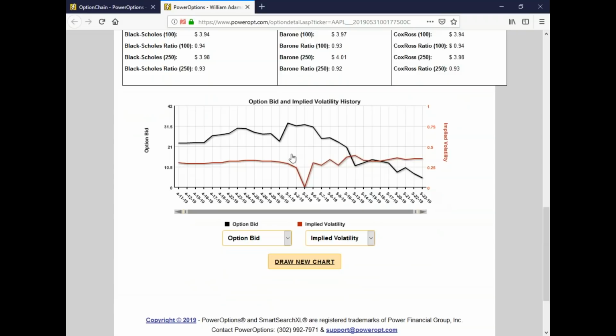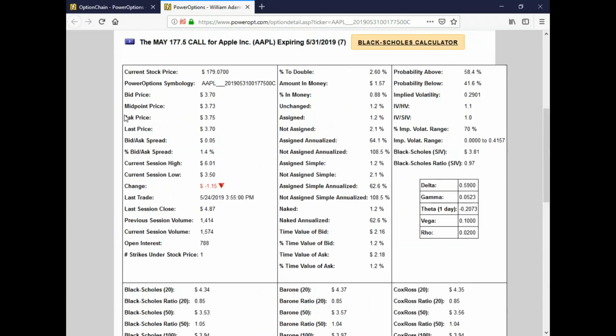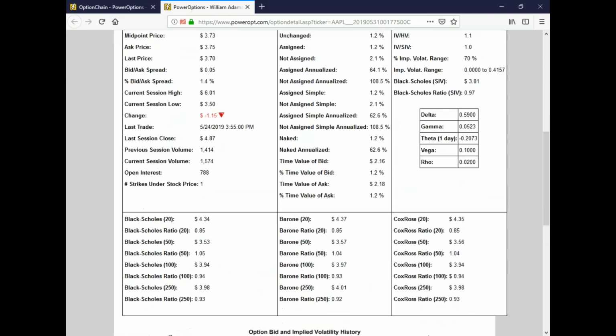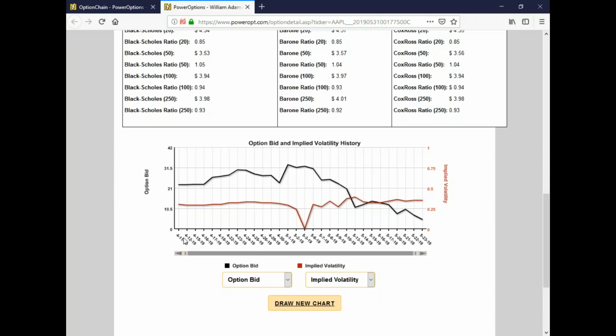The reason why is that what this graph is showing you is the data since this option, the May 31st, 7 days away, 177.5 call, has been released on the market. It's not showing you a graph of the 177.5 strike for any expiration, okay, over the course of the last 9 months, because 9 months ago the market was completely different. This is giving you the data of the bid versus implied volatility over the lifetime of this particular option.